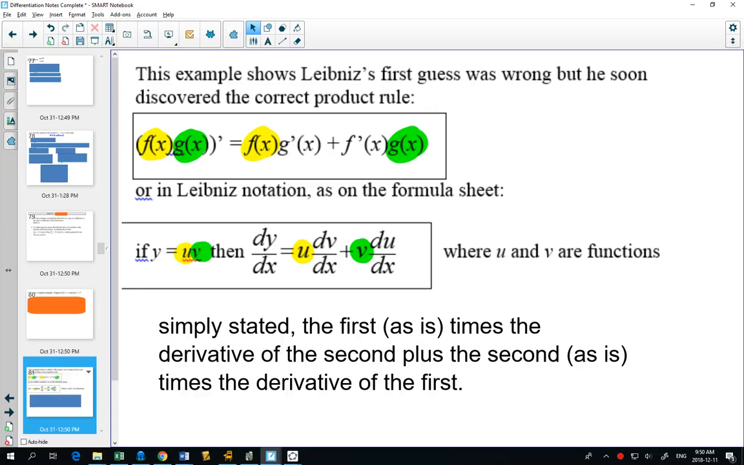Okay? Keep the first one as is times the derivative of the second, plus the second one as is times the derivative of the first. And it doesn't matter the order, which one you keep the same and which one you do the derivative of, because you're adding. So even if you forget the order, just keep one the same, multiply by the derivative of the other one, then keep the other one the same and multiply by the derivative of the first one. A negative is just a coefficient, so you just put the negative with one of them.